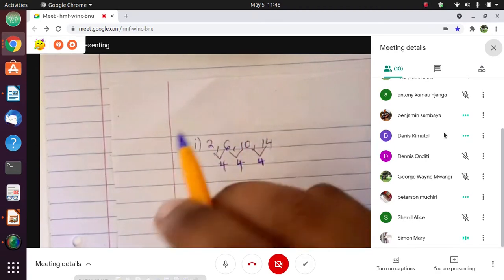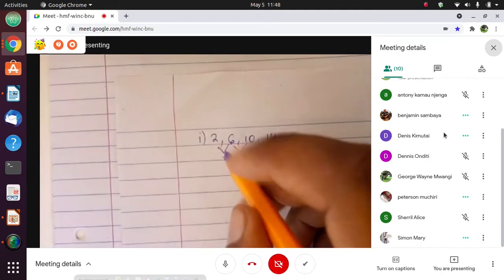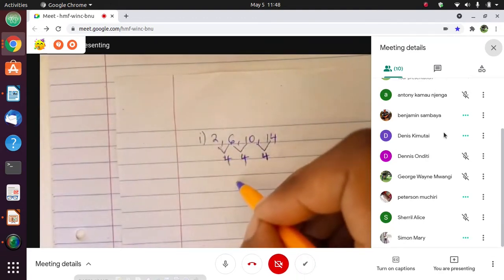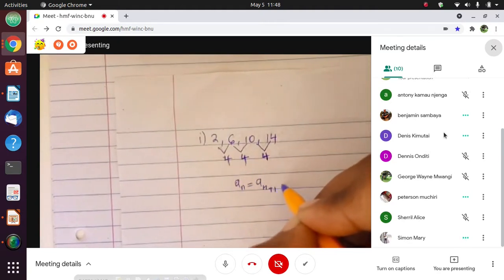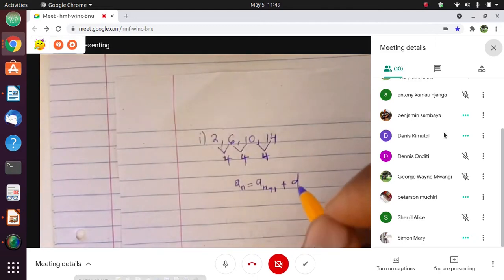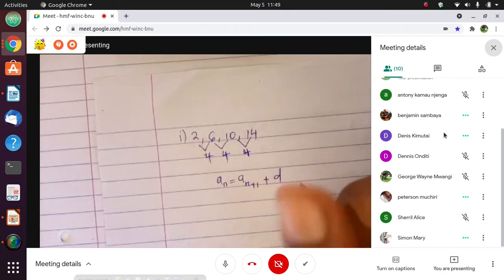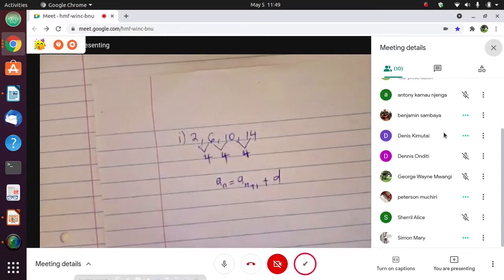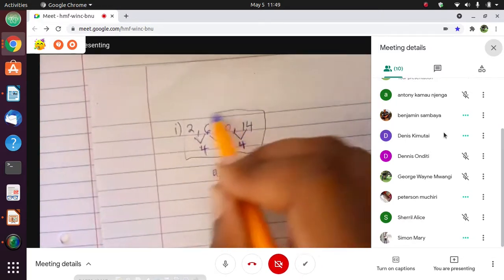Now, remember that the general equation of a recursive formula for an arithmetic sequence is given by an equals an plus 1 plus the common difference. Okay? This is the general equation of a recursive arithmetic sequence. Now, what will the general equation be for this specific sequence?